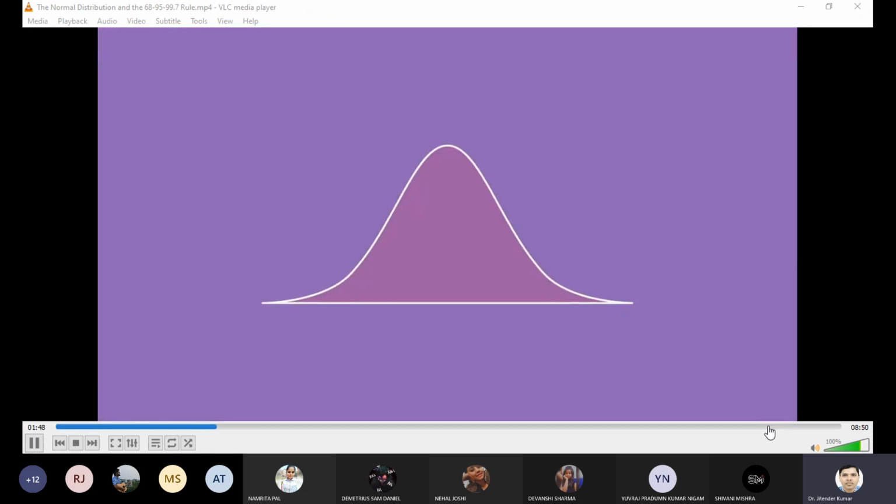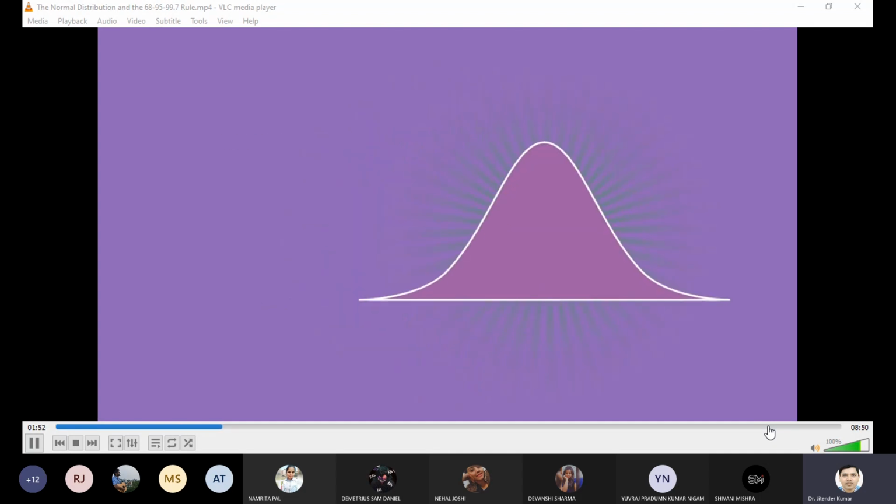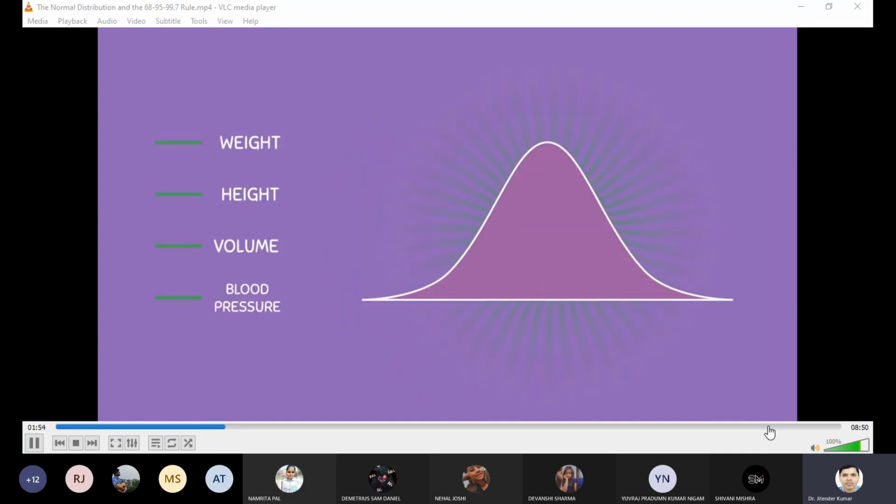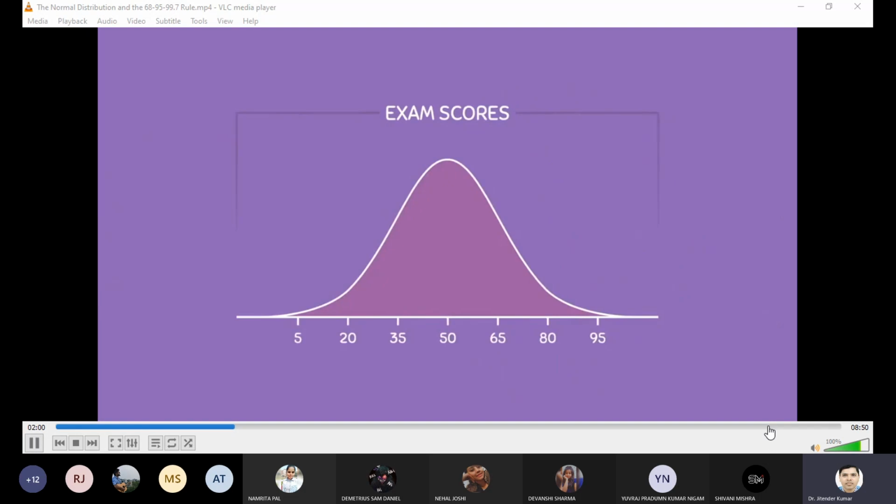The normal distribution and its shape actually arises from many different variables found in nature, such as weight, height, volume, blood pressure, and many more. This is why the normal distribution is commonly studied. For example, exam scores are known to follow a normal distribution.